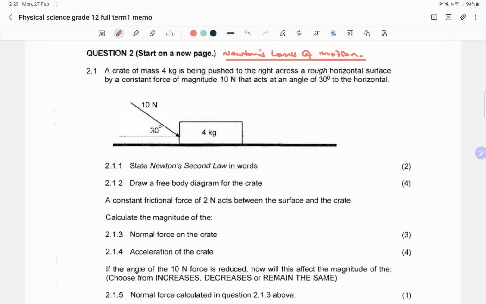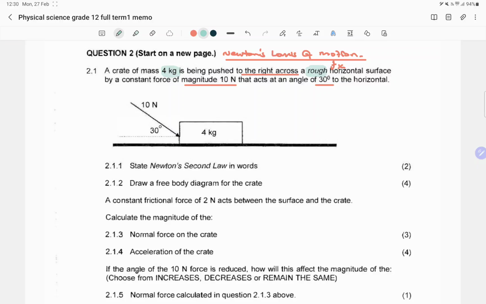A crate of mass 4 kgs is being pushed to the right across a rough horizontal surface. Once it is rough, it means we're moving this object to the right, so most likely we're going to have Fk, which is kinetic friction, by a constant force of magnitude 10 newtons that acts at an angle of 30 degrees. So we know that theta is 30 degrees, the force is that, and we can see the diagram.